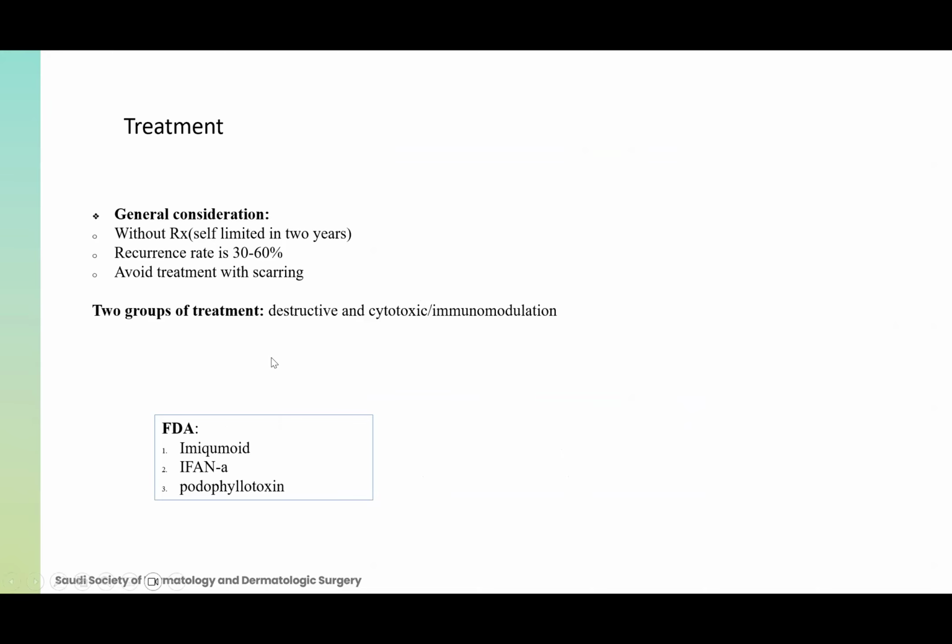So, treatment of wart could be destructive, cytotoxic, or immunomodulator. And we have three FDA approved treatments: imiquimod, interferon alpha, and podophyllin.